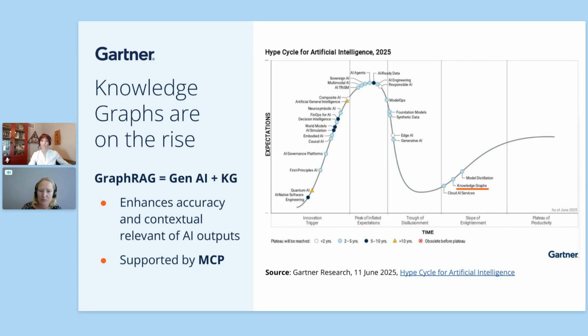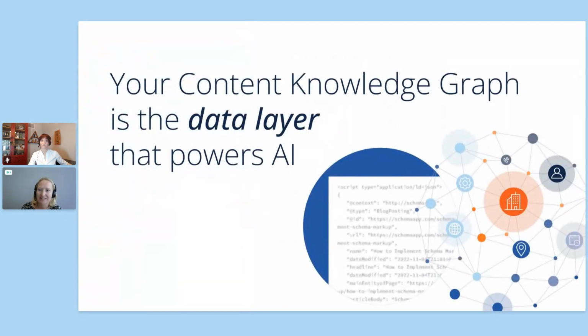And so that's really what we're going to talk about today: how your content knowledge graph, when you manage those entities, produces this rich data layer that powers AI and in essence drives your business.